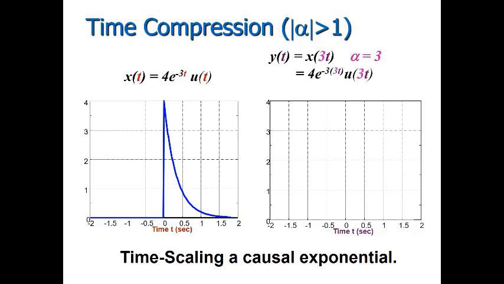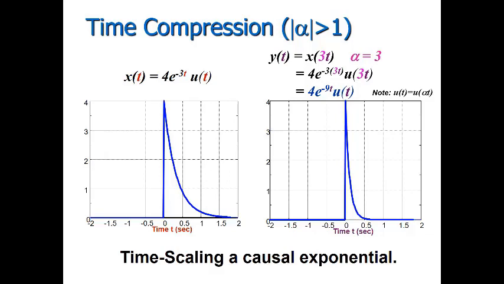Mathematically, if we take our original exponential function and replace all the time arguments with 3 times t, we have 4 e to the minus 3 times 3t, u of 3t. What does that look like? Well, we can multiply our exponents together and see that it's 4 e to the minus 9t, which is an exponential that decays 3 times faster than the original e to the minus 3t.